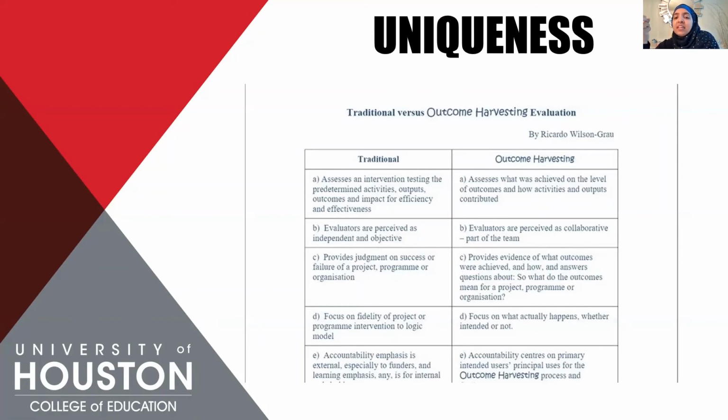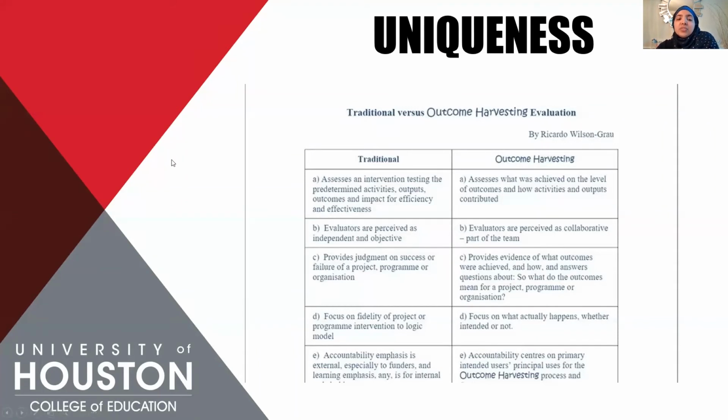But in outcome harvesting, evaluators are perceived as collaborative. They're part of the team. Another point is that a traditional evaluation provides judgment on success or failure of a project, program, or organization, whereas an outcome harvest provides evidence of what outcomes were achieved and how, and answers questions about, so what do the outcomes mean for a project, program, or organization?